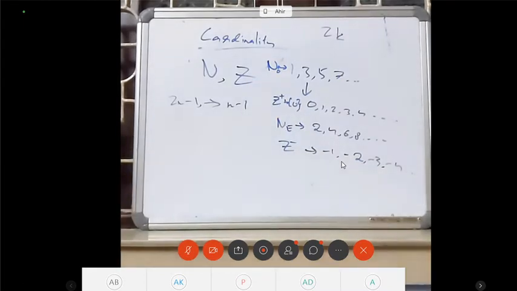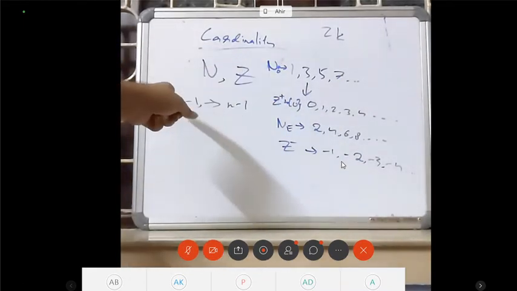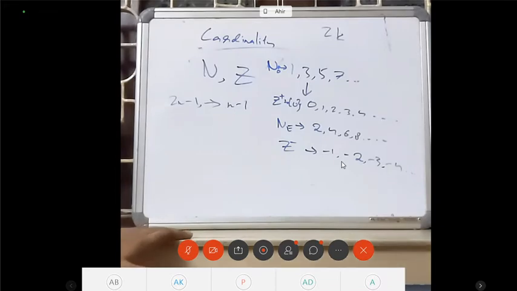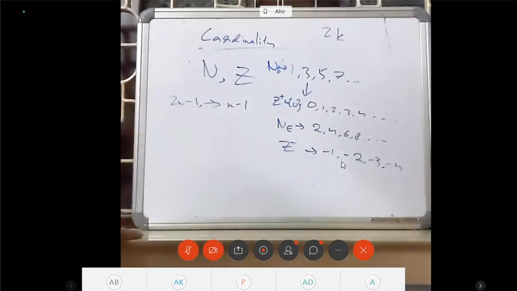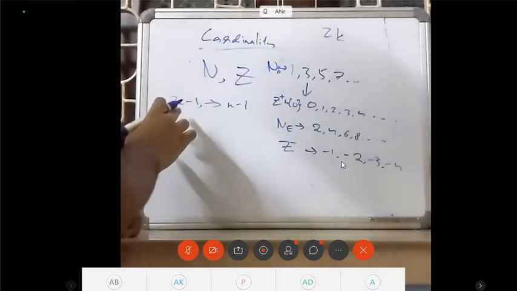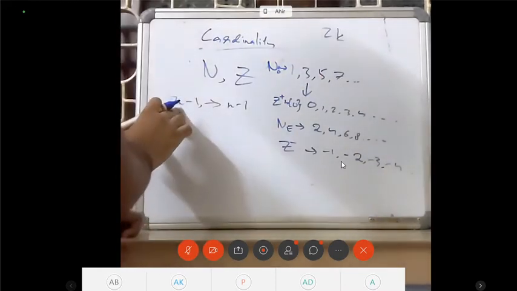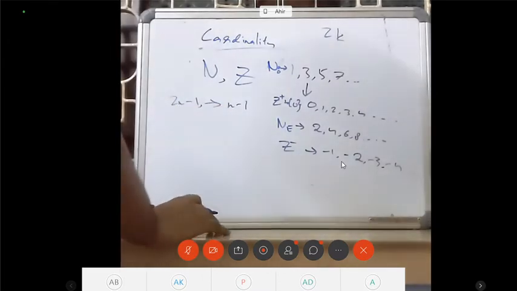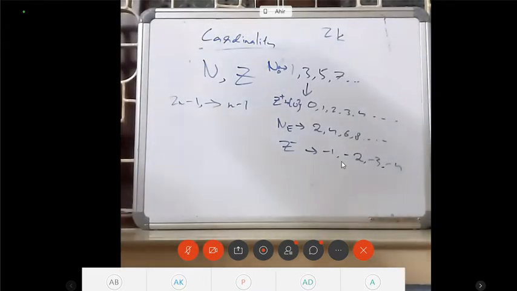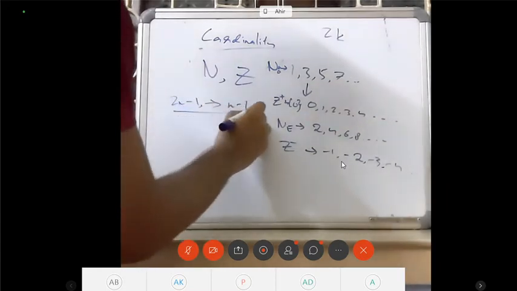Does that make sense? So if we take n equals 1, we are mapping it to 0. If we take n equals 2, then we are mapping 3 to 1. If we take n equals 3 over here, then we are mapping 5 to 2, and so on.